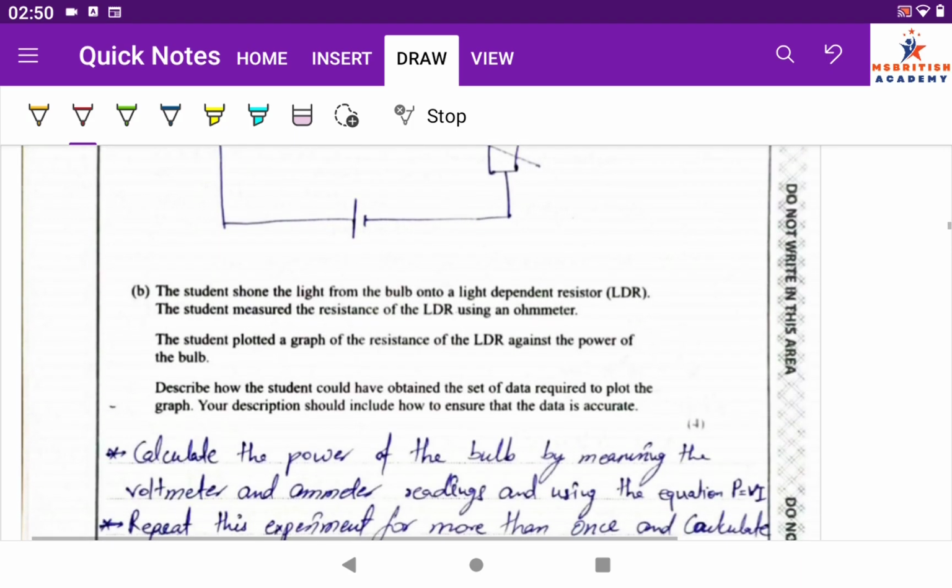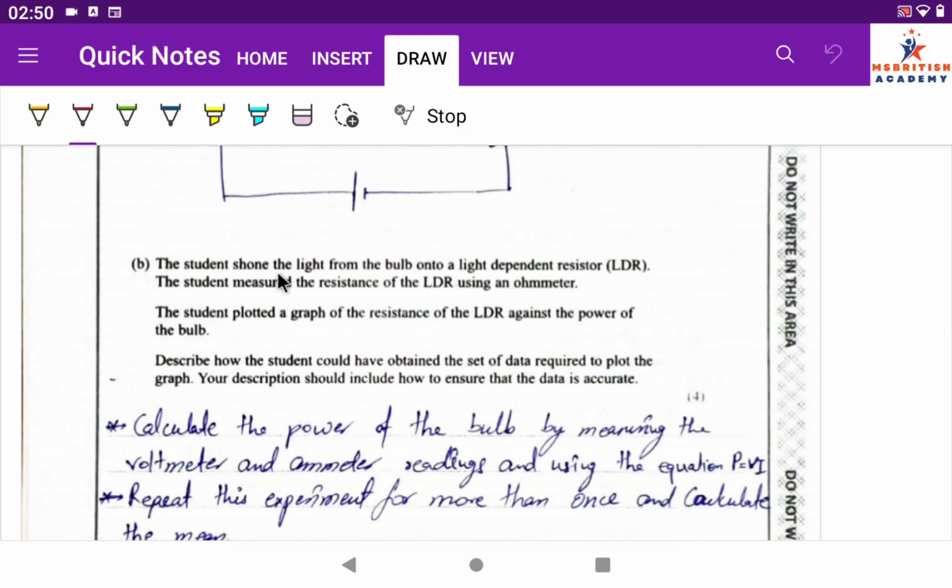Now part B. The student shone the light from the bulb onto a light dependent resistor, LDR. The student measured the resistance of the LDR using an ohm meter. The student plotted a graph of resistance of LDR against power of the bulb. Describe how the student could have obtained the set of data required to plot the graph. Your description should include how to ensure that data is accurate.